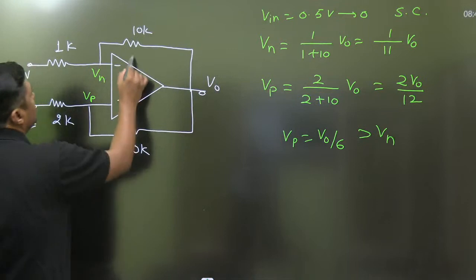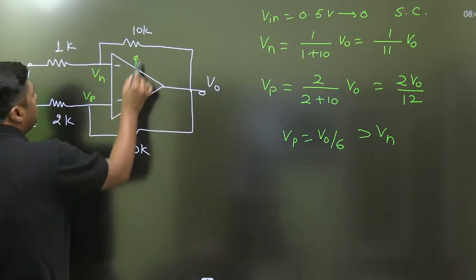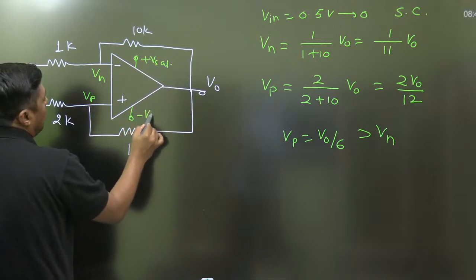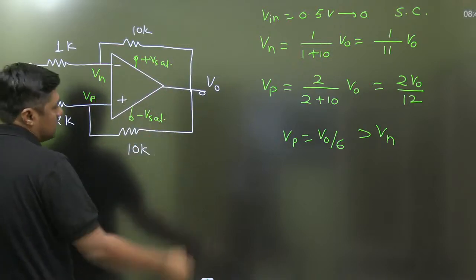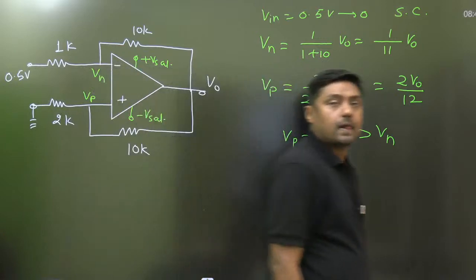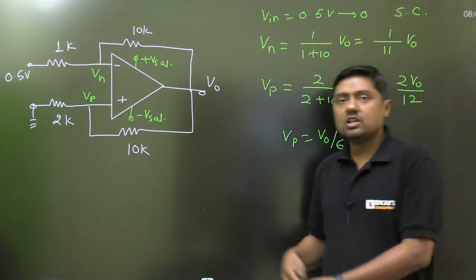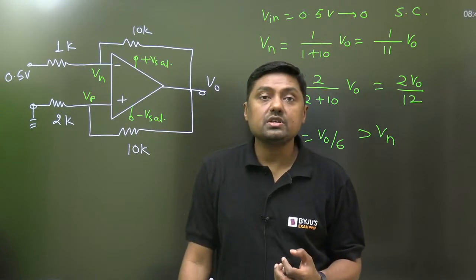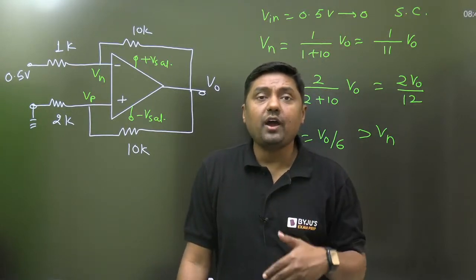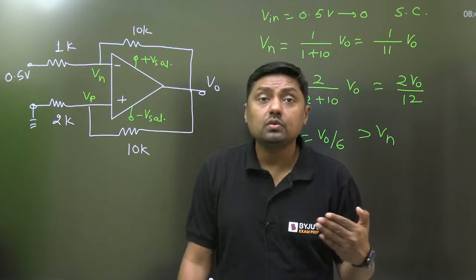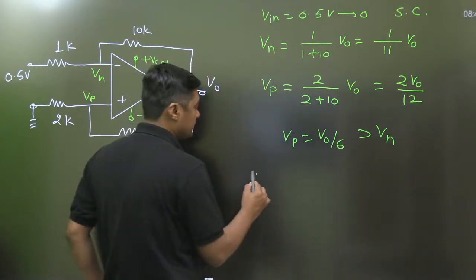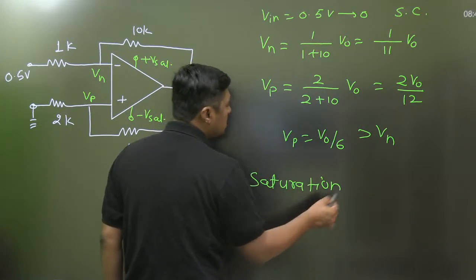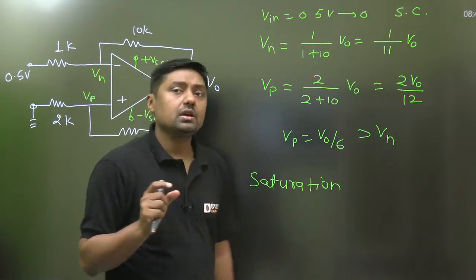So what will be the output? Output will be maybe plus V sat or minus V sat. That is the output. We can't see exactly which one here. In the coming session I will explain exactly what the output will be, plus V sat or minus V sat. So the operational amplifier will enter into saturation, and that's why the output may be plus V sat or minus V sat.